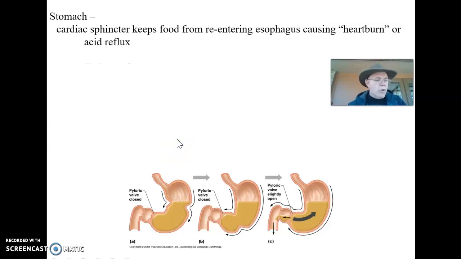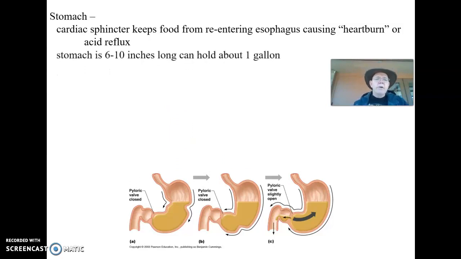Now when we have heartburn or acid reflux, that means it's allowing stuff to go back up. All right. Other information, real quickly, your stomach is about 6 to 10 inches long. That's not real big, okay? It's about that big normally, if it's empty. And it can hold up to about a gallon of stuff. It can stretch a bunch.